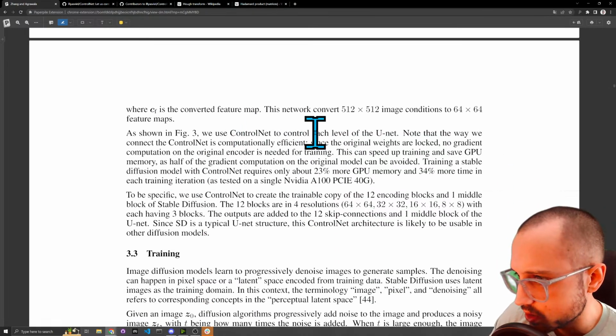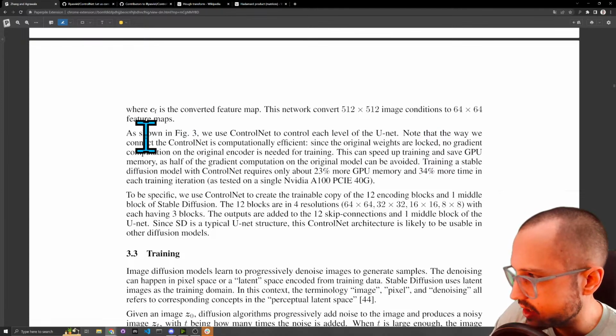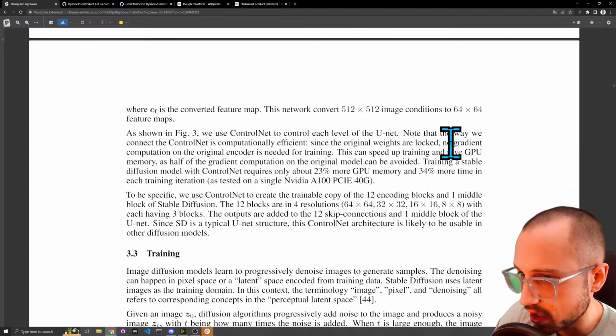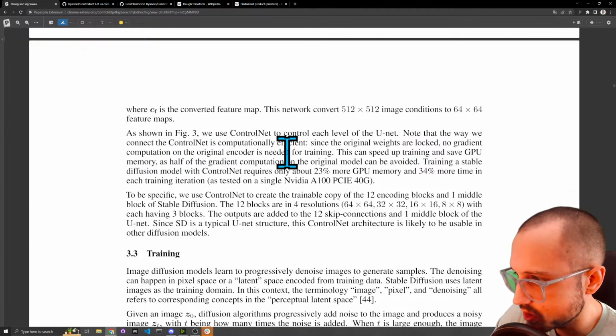We use ControlNet to control each level of the UNet. Note that the way we connect the ControlNet is computationally efficient. Since the original weights are locked, no gradient computation on the original encoder is needed for training. This can speed up training and save GPU memory, as half of the gradient computation on the original model can be avoided.